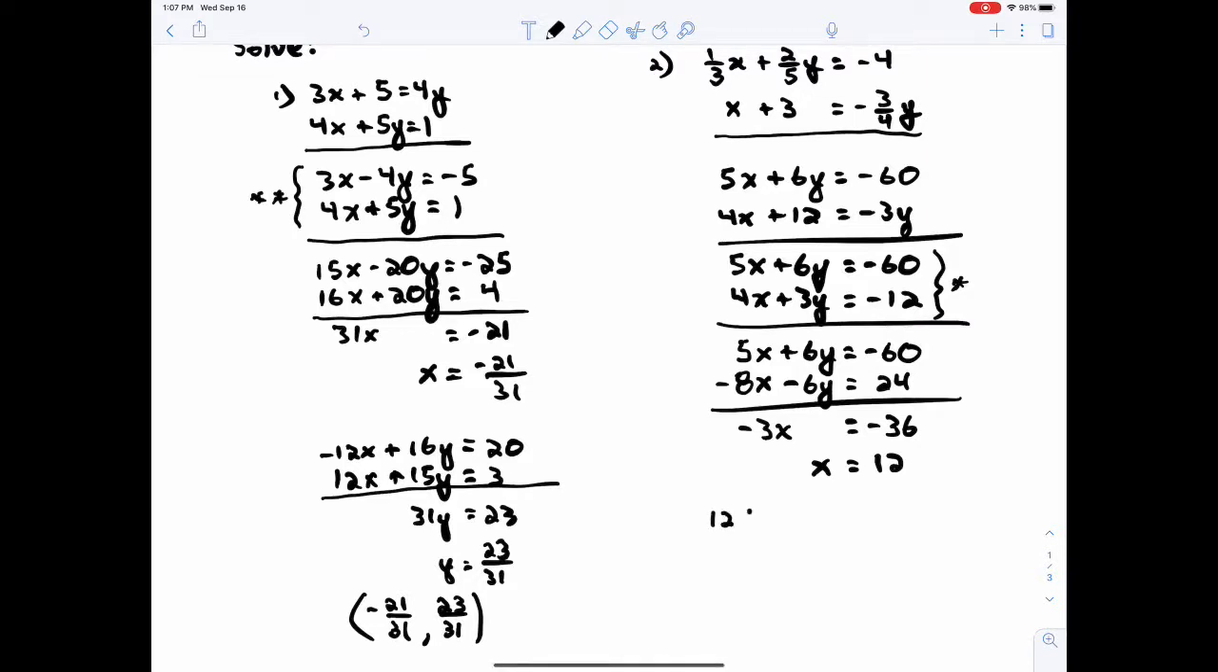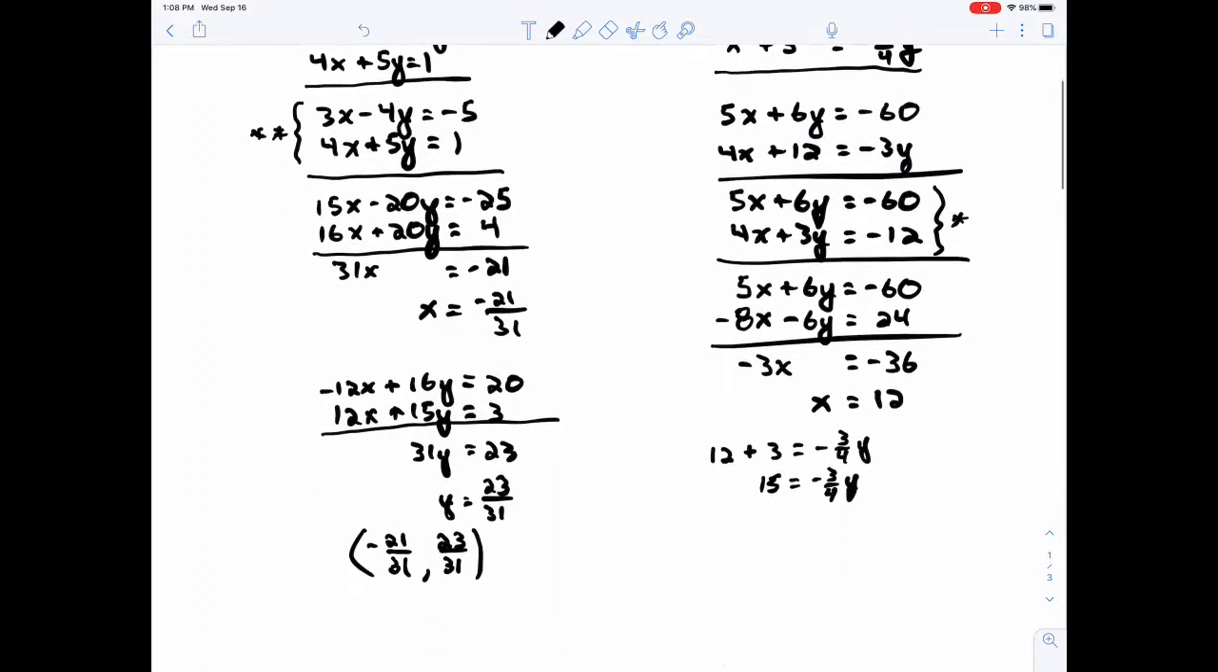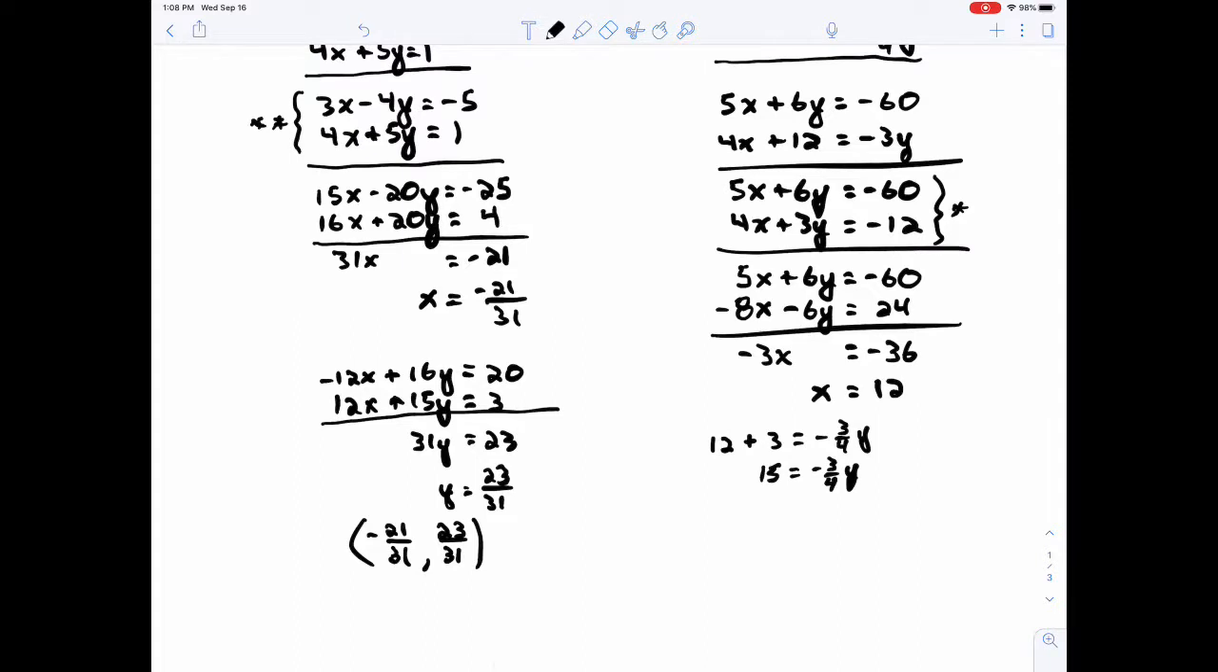12 plus 3 equals negative 3/4 y. And then we'll have 15 equals negative 3/4 y. Let's multiply by 4, so that's 60 to get rid of fractions, equals negative 3y, and then divide by negative 3, which would be negative 20. So then what's the answer going to be? 12, comma, negative 20.